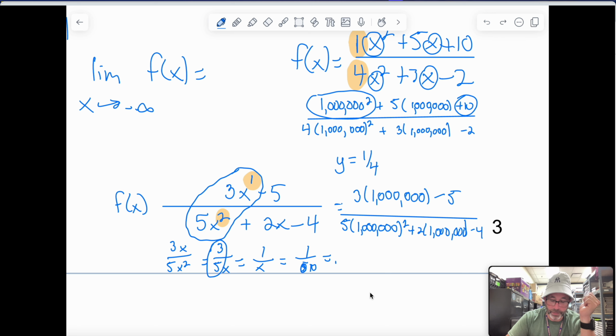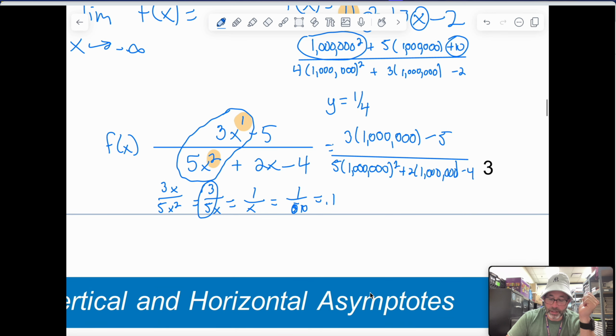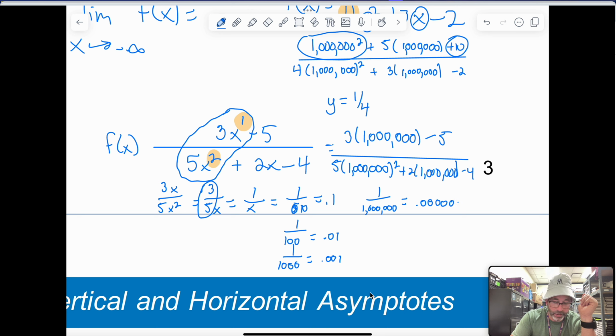Let's say that x is 100. That's going to be 0.01. Let's say it's equal to 1 over 1,000. Notice that x is getting bigger. It's equal to 0.001. Let's say it equals 1 over 1,234,567, or a million. This is going to equal 0.000001.